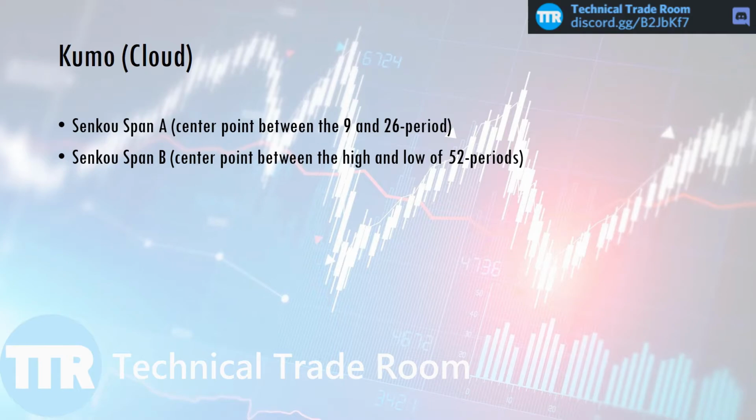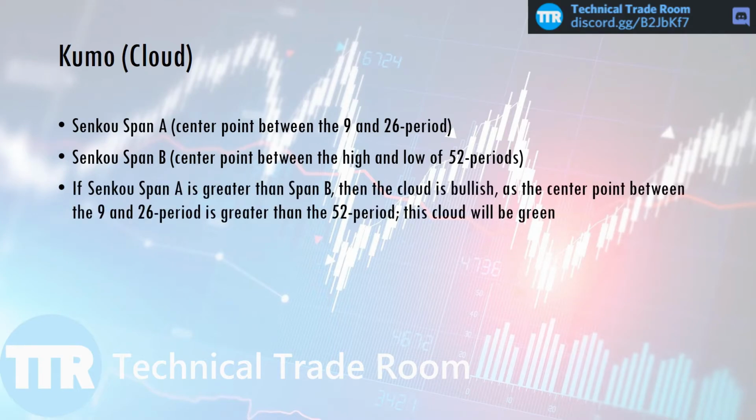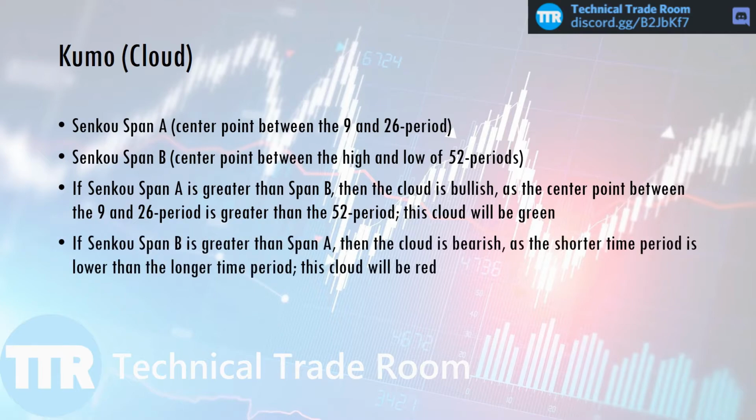If the Senko Span A is greater than Senko Span B, then the cloud is bullish and will be colored green, as our pseudo 17 period is currently higher than the 52 period, indicating a rising price. On the other hand, if Senko Span B is greater than Senko Span A, then the cloud is bearish and will be colored red, as the 52 period is currently higher than the 17 period, indicating a falling price.